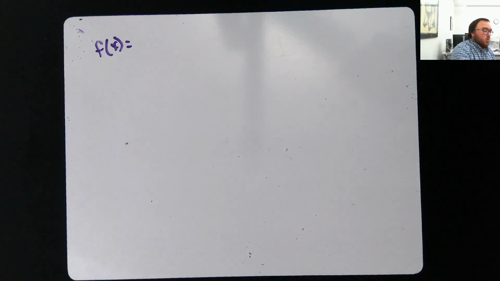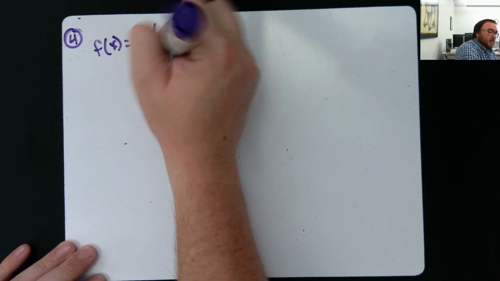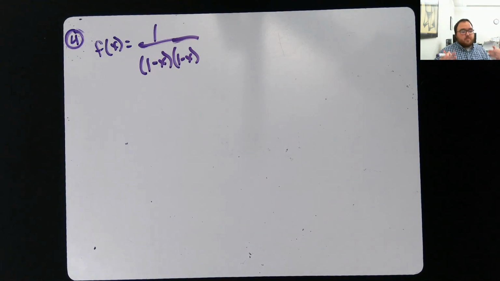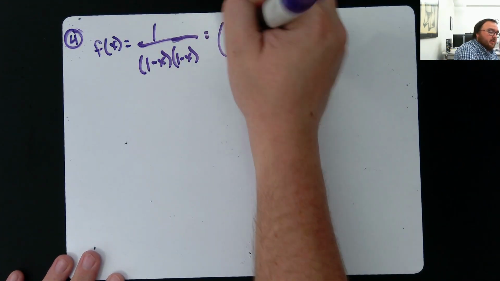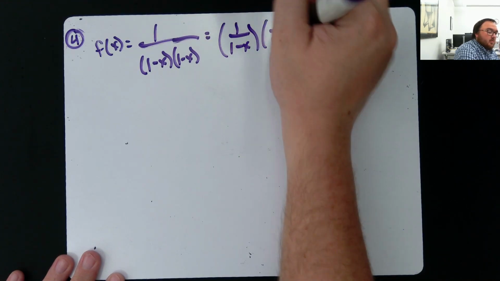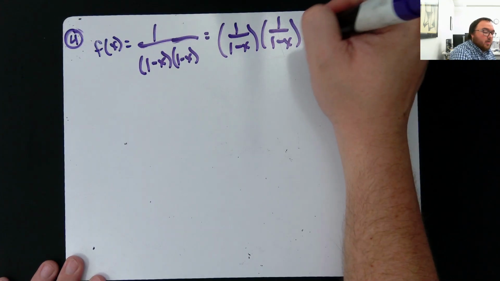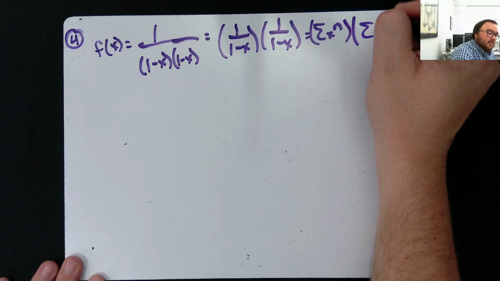So for example number 4, the function 1 over 1 minus x times 1 minus x. Again, this isn't a form I can do. The only form I can do is a over 1 minus r. This isn't that, but I can write it as the product of 2 that are. So this is the product of 1 over 1 minus x times 1 over 1 minus x, which I know a little bit about, right? 1 over 1 minus x is the sum of x to the n. So I'm doing that twice.